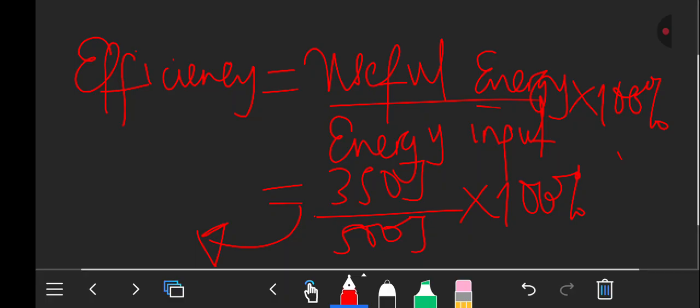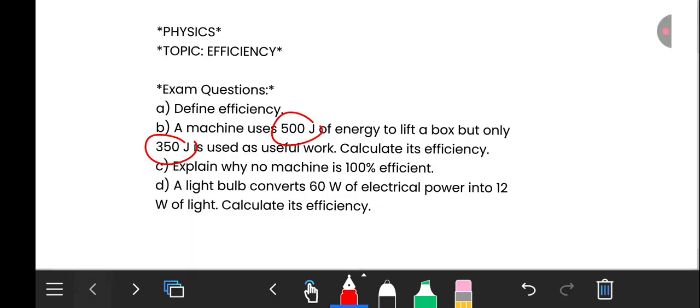So what will be the efficiency? The zeros cancel, joules and joules cancel, and we remain with 35 divided by 50. Let's punch this on a calculator. 35 divided by 50 is 0.7, times 100. So this is giving 70% efficiency. So we can say that this machine is 70% efficient. Okay, let's look at the other question.